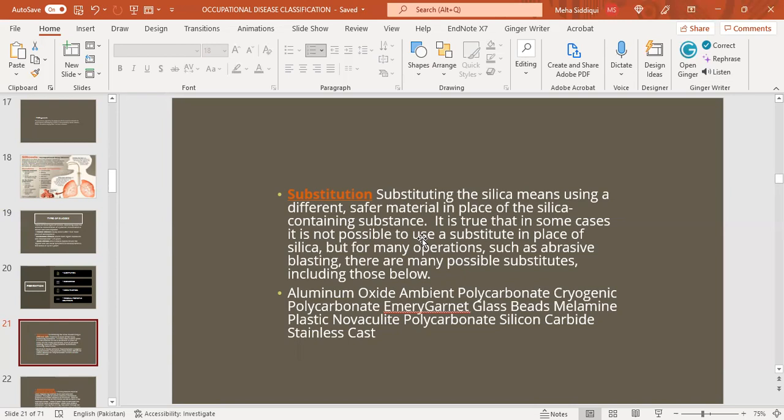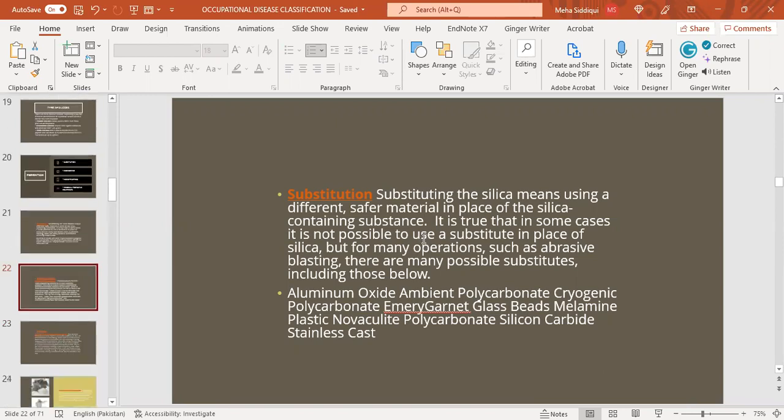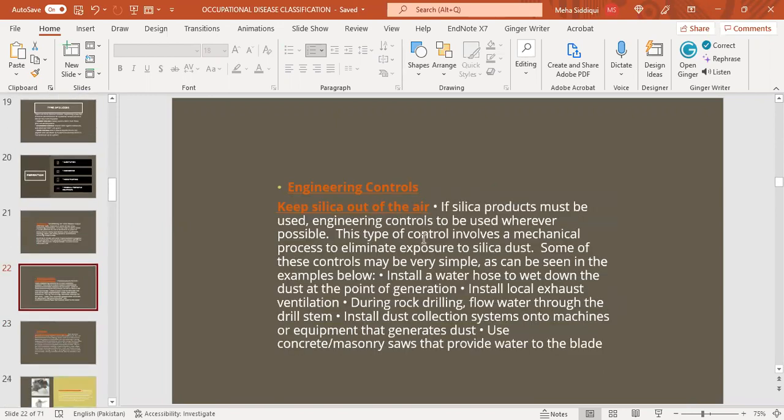It is true that in some cases it is not possible to use a substitute in place of silica, but for many operations such as abrasive blasting, there are many possible substitutes like aluminum oxide, cryogenic polycarbonate beads, melamine plastic, novaculite, and silicon carbide. Then come engineering controls, that is keeping silica out of the air.